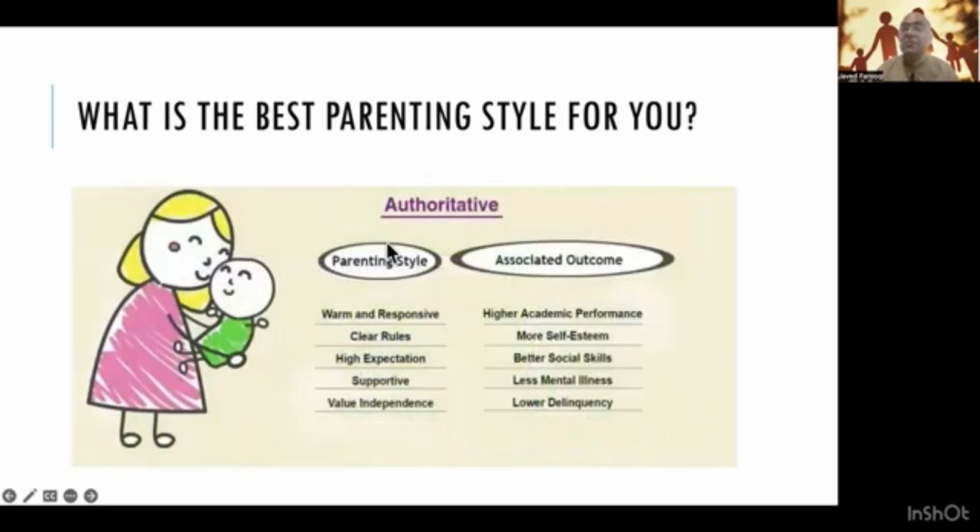The authoritative parents are warm and responsive, they set clear rules, have high expectations, are supportive, and value independence. The outcome is that children have higher academic performance, more self-esteem, better social skills, less mental illness, and lower delinquency.